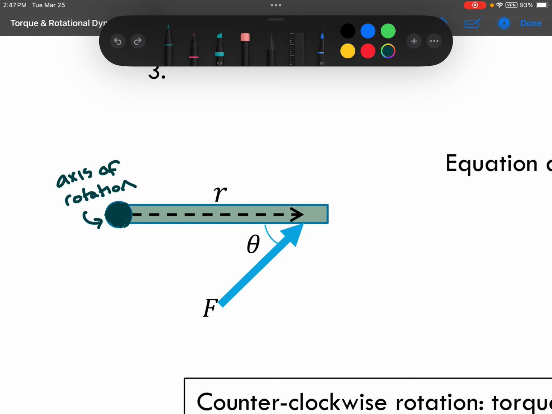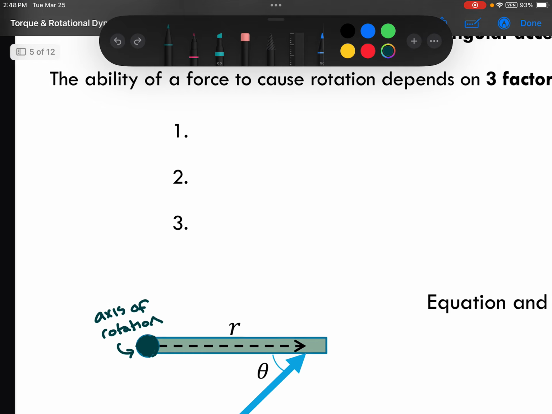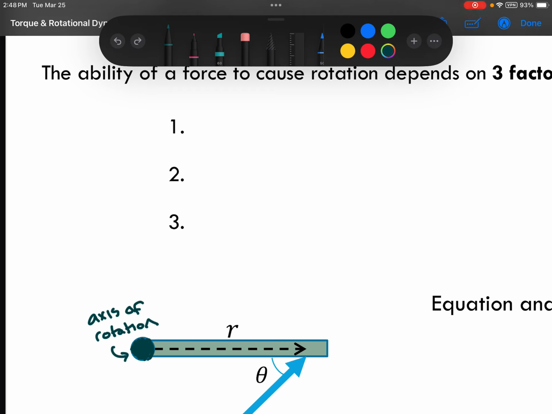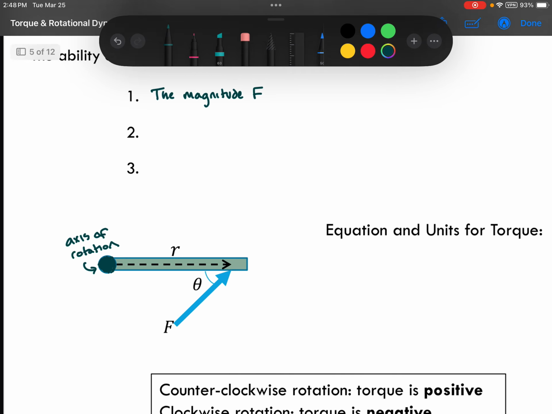So we're going to imagine that this image shows a door, and the axis of rotation that I've labeled here on the left represents the door hinge. So that's the point at which the door pivots around. Well, first of all, if we're trying to open the door, we have to push on the door, right? There has to be a force to cause the door to move. So the first thing that would contribute to a torque is the force itself, the magnitude F. So the magnitude of the force. We have to push on the door for the door to open.